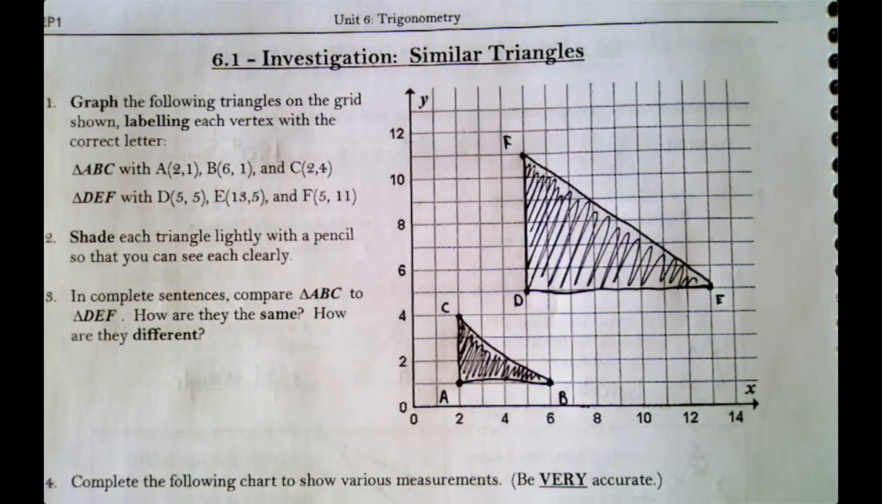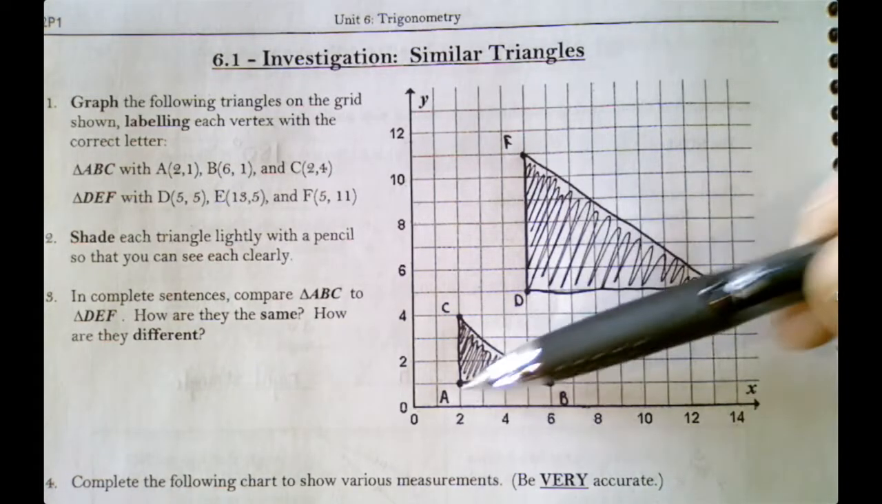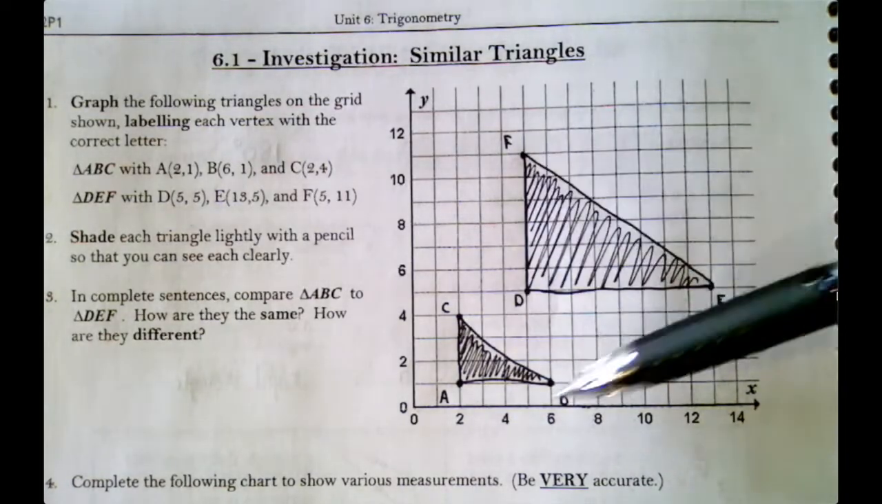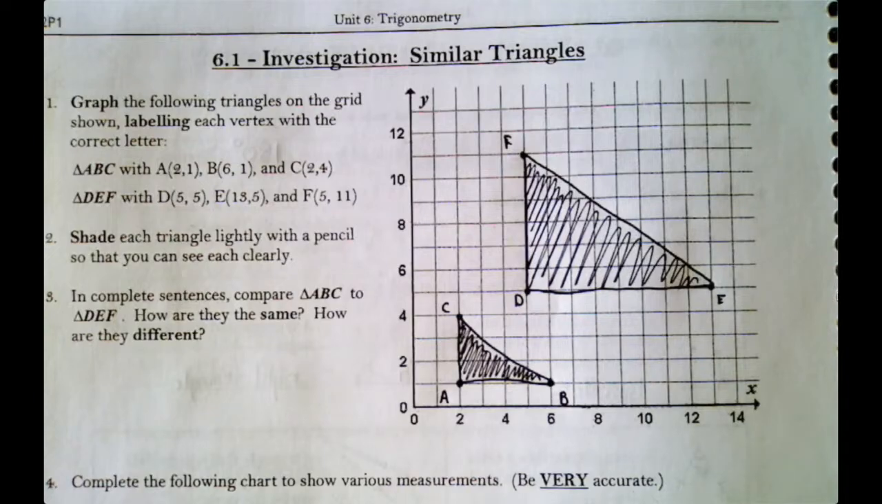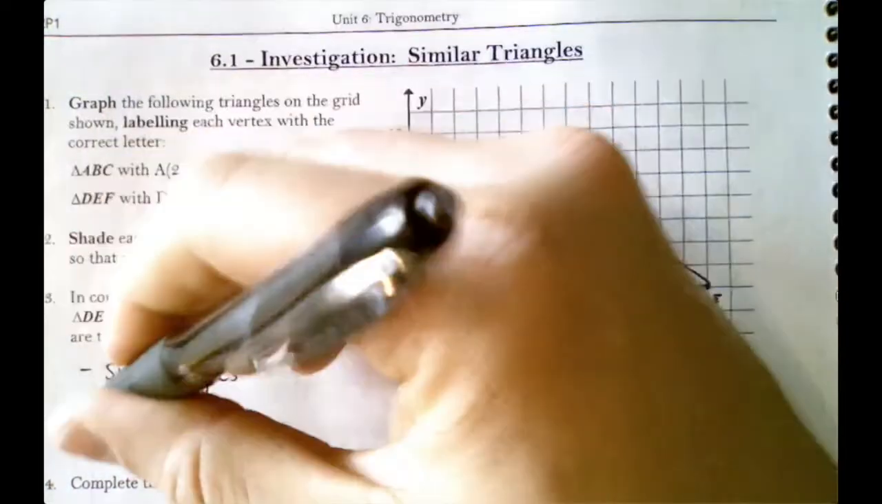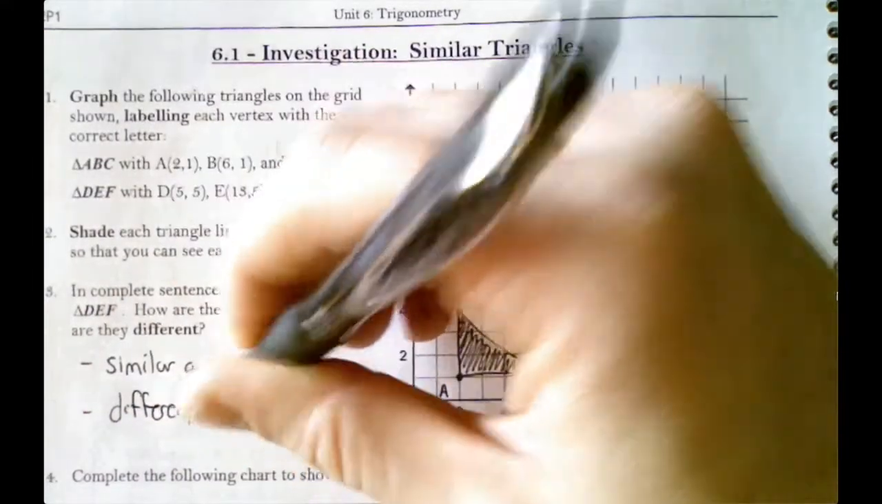So we've drawn them, we've shaded them, and now we're going to show that they are similar. Well, it looks like D and A are both right angles. And F and C might also be the same angle, and B and E might also be the same angle, so we might have similar angles. But one thing's for sure, this side F to D is not the same as C to A. So different side lengths.